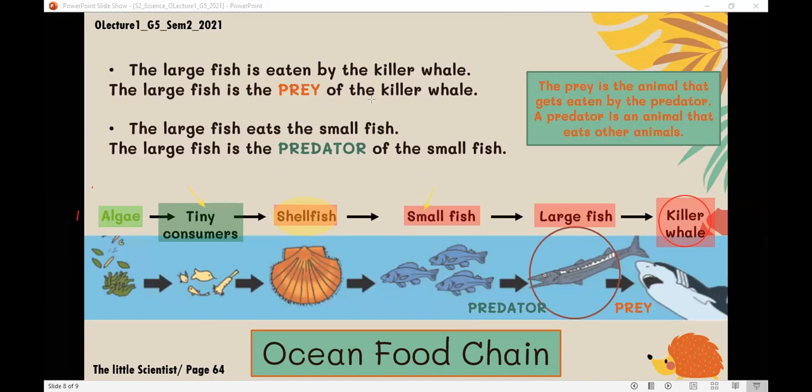Let's talk about small fish. Who is the prey of the small fish? The shellfish. And who is the predator of the small fish? The large fish. Excellent job. So an animal can be a predator and a prey at the same time. It eats another animal, but is eaten by another animal. Look at the large fish. It is a prey, but it is also a predator. It's the prey of the killer whale and it's the predator of the small fish.